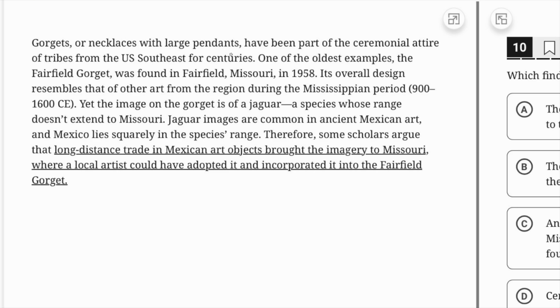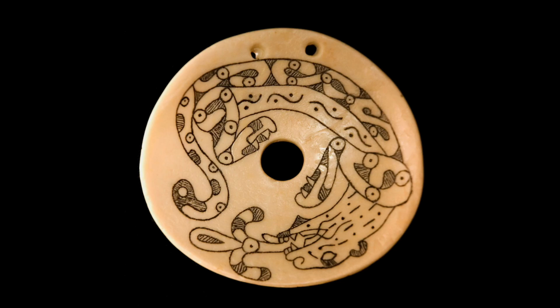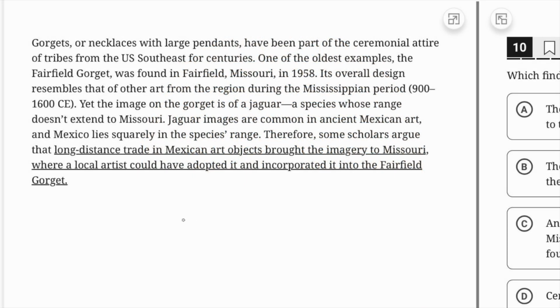So gorgets, or necklaces with large pendants, have become part of the ceremonial attire of tribes from the U.S. Southeast for centuries. One of the oldest examples was found in Fairfield, Missouri in 1958. Its overall design resembles that of other art from the region during the Mississippian period, yet the image on the gorget is of a jaguar, a species whose range doesn't extend to Missouri. Jaguar images are common in ancient Mexican art, and Mexico lies squarely in the species range.